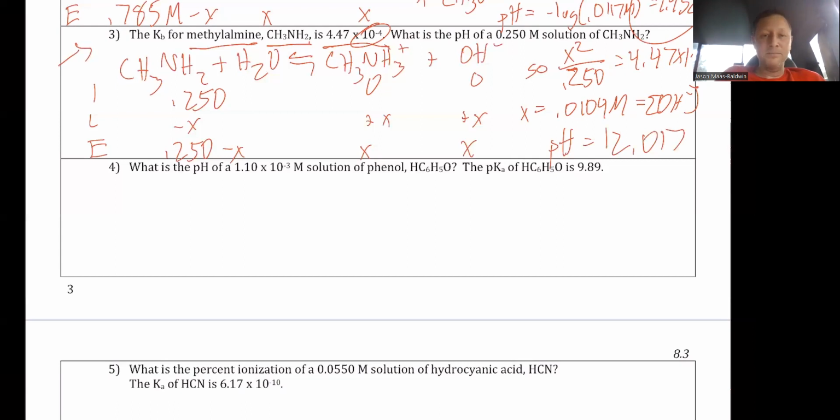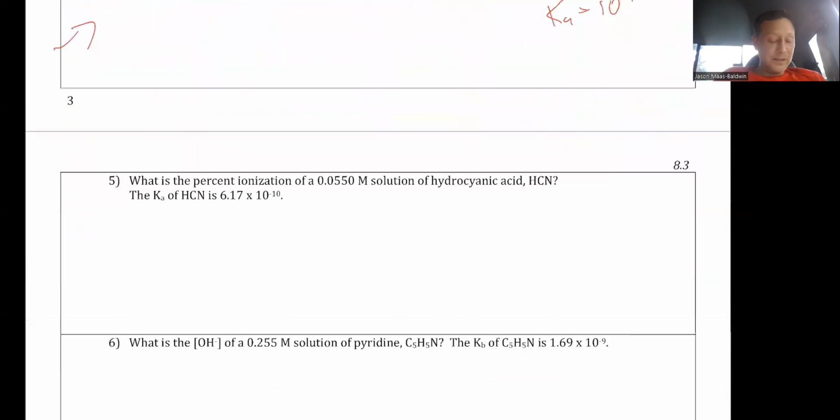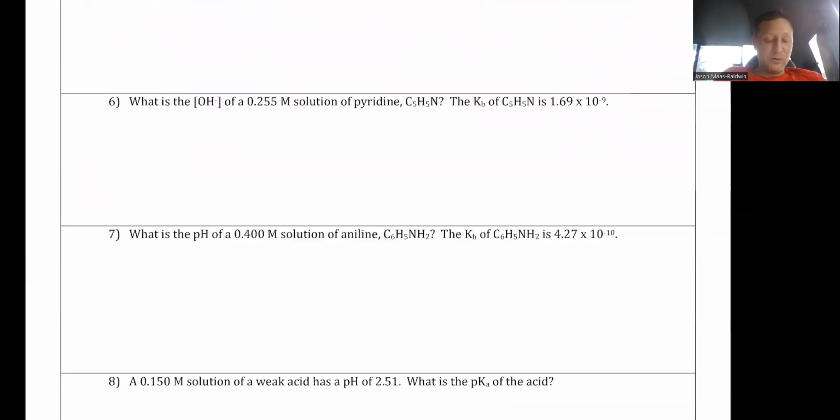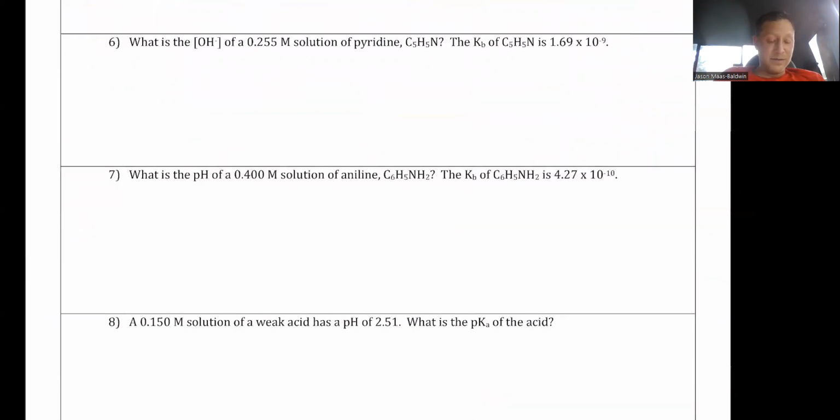Okay. If we were given something like this: what is the pH of a solution of phenol? And it gives us the pKa. The thing we have to just remember is that one of the first things we have to do is turn the pKa into the Ka value first. And so just remember Ka is equal to 10 to the minus pKa. Okay. So I'm going to let you go ahead and solve the rest of these.